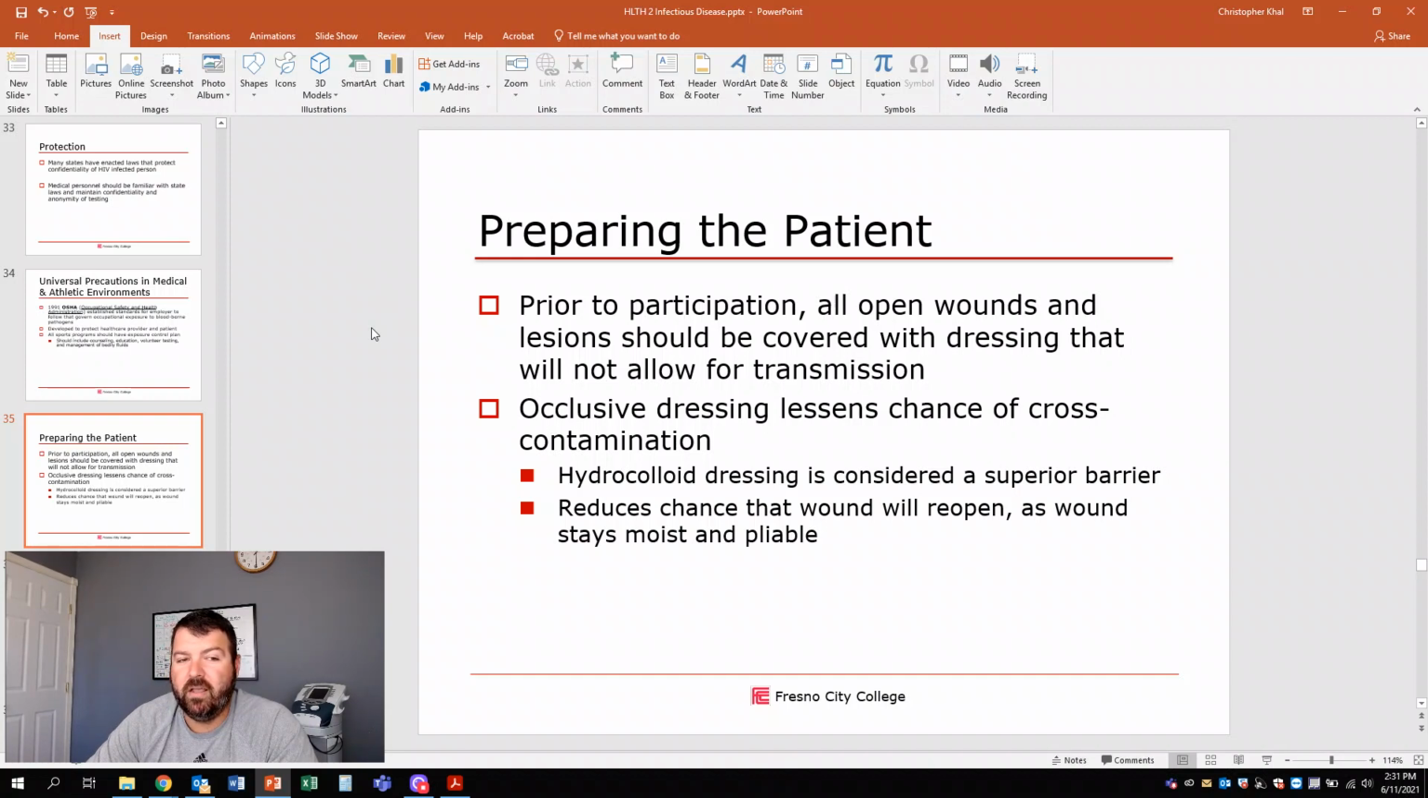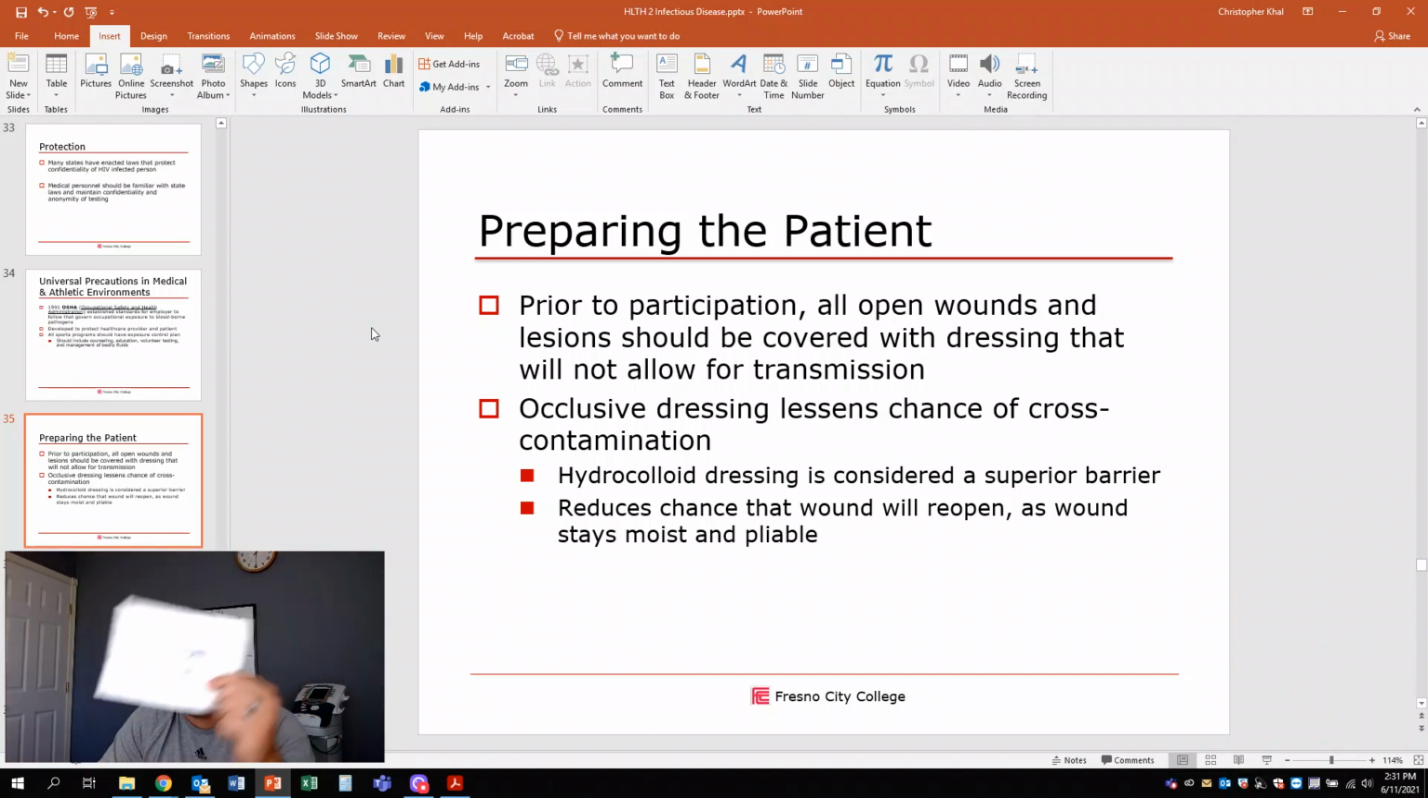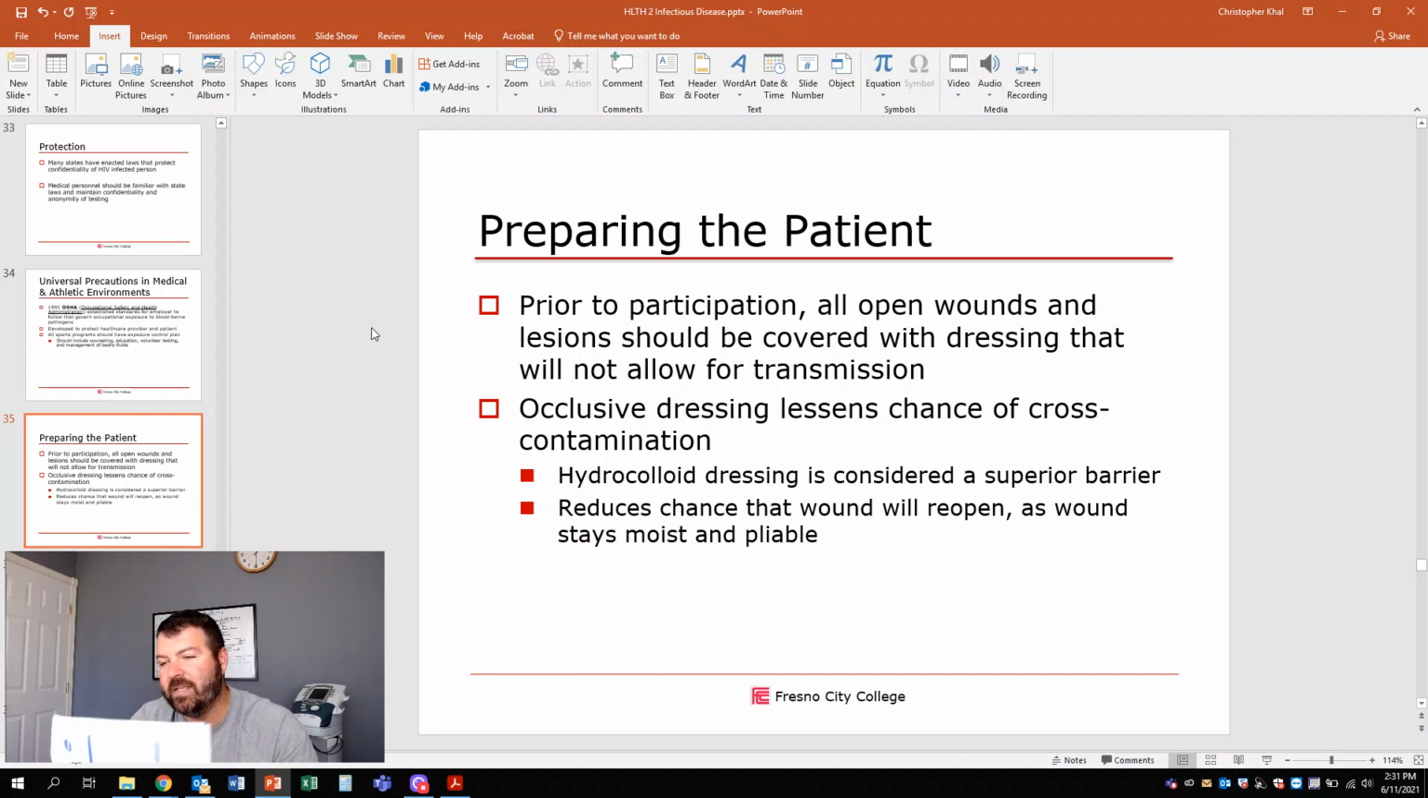A hydrocolloid dressing is considered a superior barrier. It reduces the chance that the wound will reopen, as the wound stays moist and pliable. So I have one right here. This is a big one, obviously. This is a 4x6 dressing.